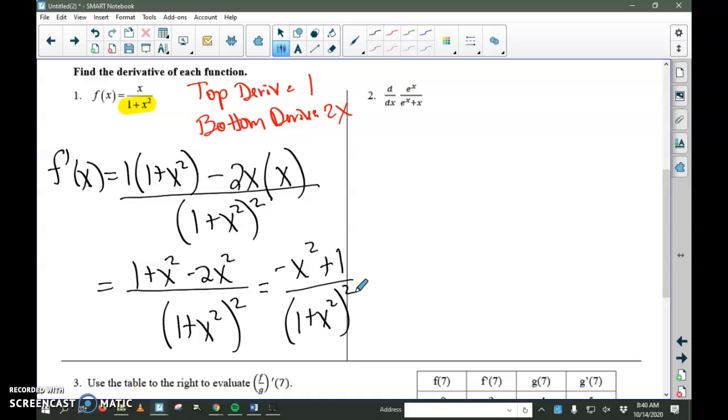No, even if I factor out a negative 1 from the top, it's not going to divide with a term in the bottom. So this is it. It's my final answer. This is what f prime of x equals. This is my derivative of the function f. I'm done. Okay. Well, let's do number 2.